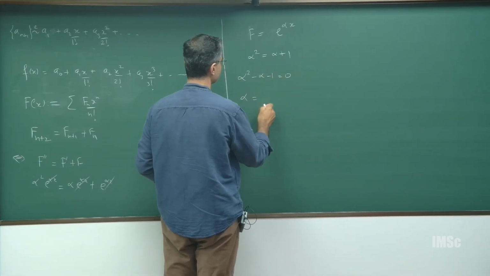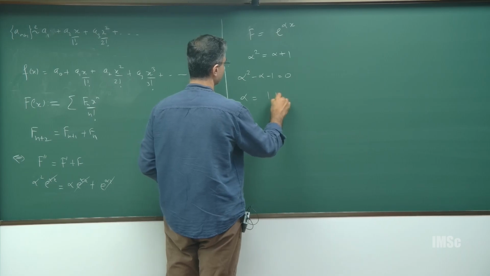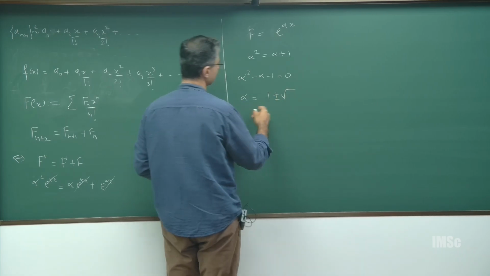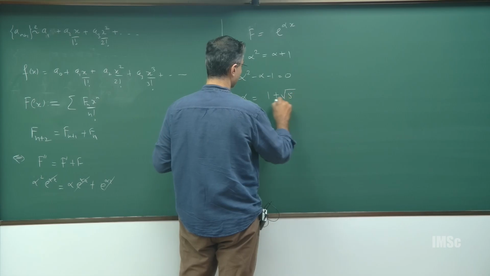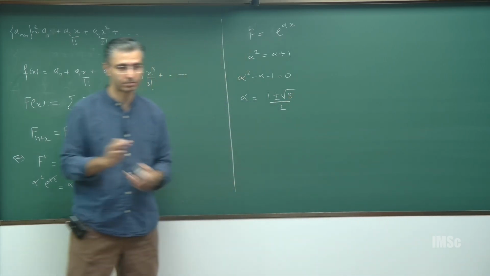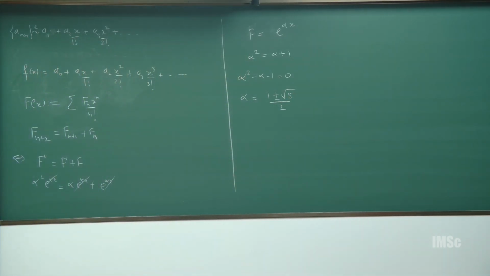Right. So, alpha is exactly the golden ratio and its conjugate. What this says is that alpha can be either of these; as long as alpha is one of these two, it is fine. In fact, alpha can be a linear combination of these two and it is still fine.